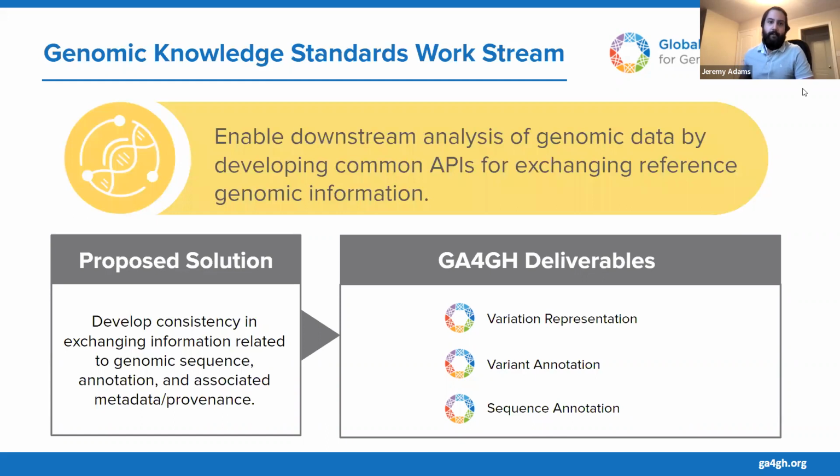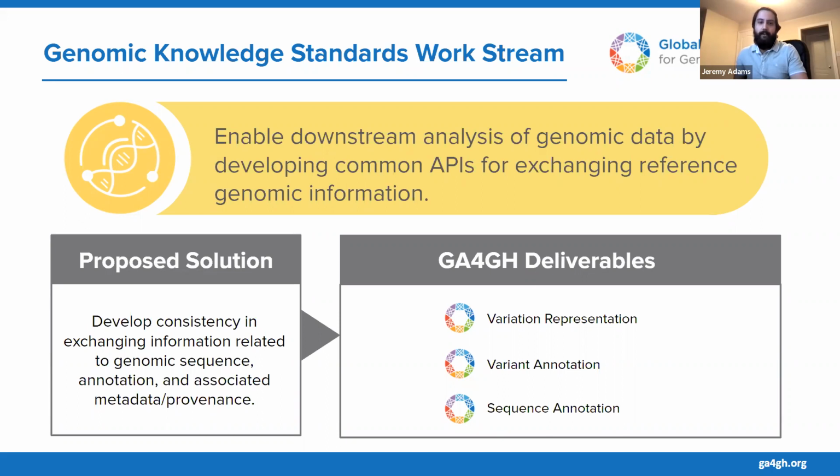Next, we have genomic knowledge standards. Many genomic analyses require identifying variation in genomic sequences that are potentially causative of changes in phenotypes, such as the progression of disease. The Genomic Knowledge Standards, or GKS workstream, develops standards-based components to enable unambiguous exchange of reference genomic information through common APIs, thereby enabling downstream analysis and interpretation of genomic data.